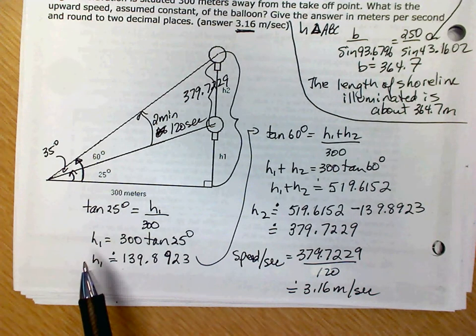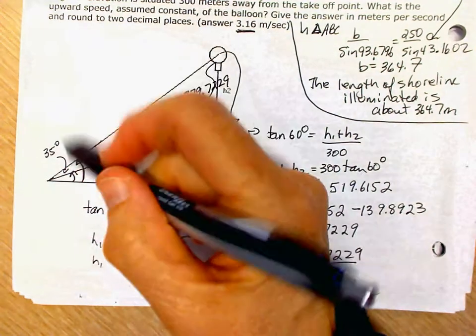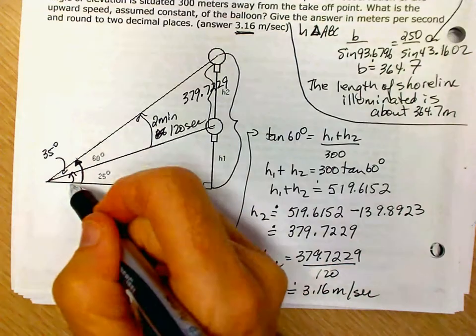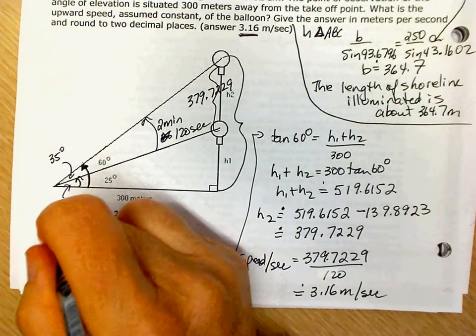Anything else? Yes? This bigger angle is 60. The smaller one is 25. This one's 25, and the bigger one is 60.